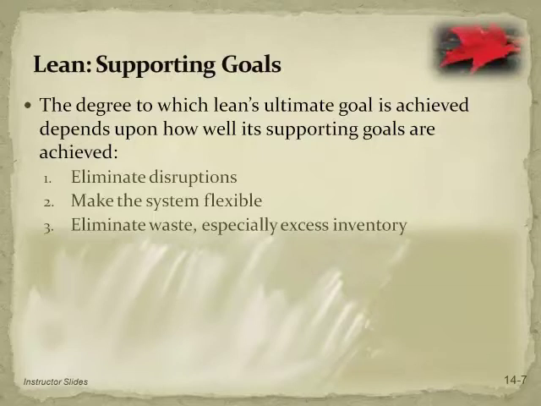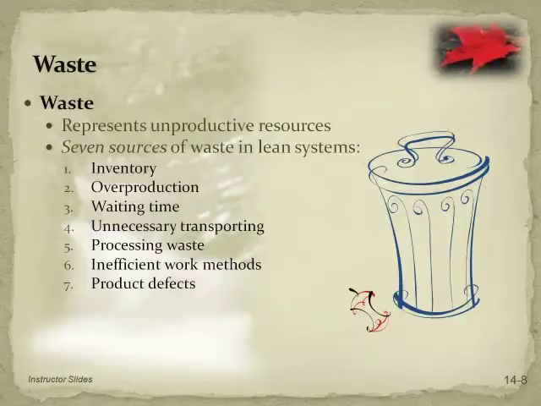So if we see our customers have taken a dislike to some product that we've been producing and a liking to another one, and so the demand needs to switch from one to the other. Another way of saying that is our product mix is going to change. We need to be able to do that. And finally, to eliminate waste, especially any excess inventory.